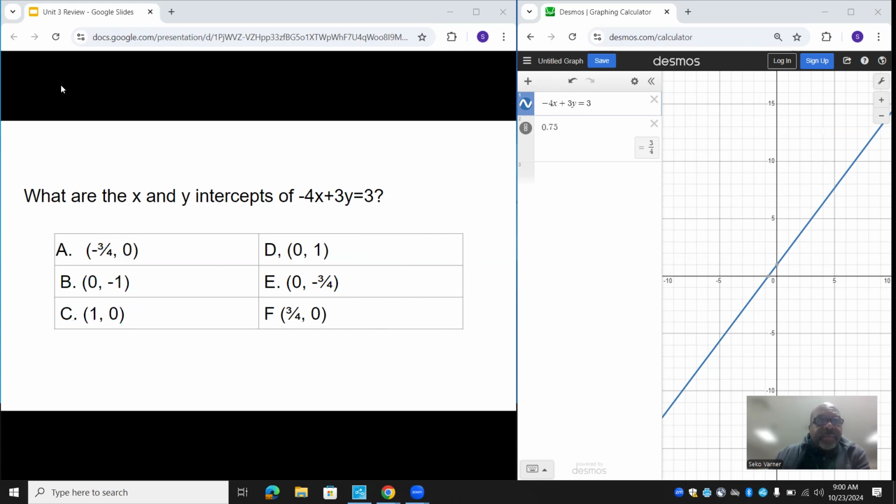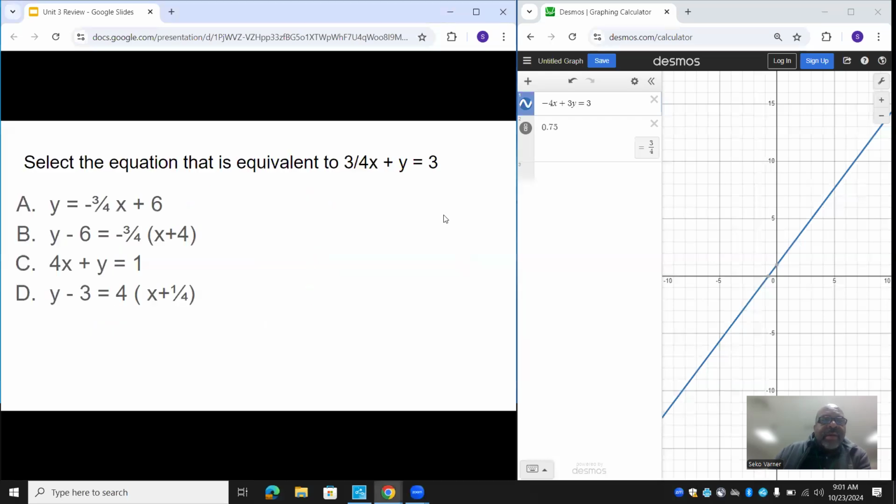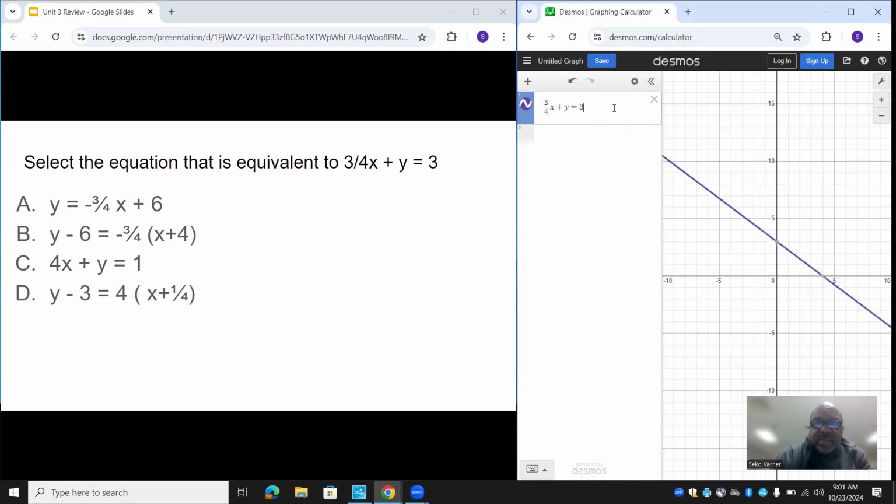Let's go to the next problem. Select the equation that is equivalent to 3 over 4x plus y equals 3. So this linear equation shows me here's my x-intercept, 4. Here's my y-intercept. But here's the line. So now I need to pop in each one of these and find out which one's equivalent, which means equal. So it's real simple.